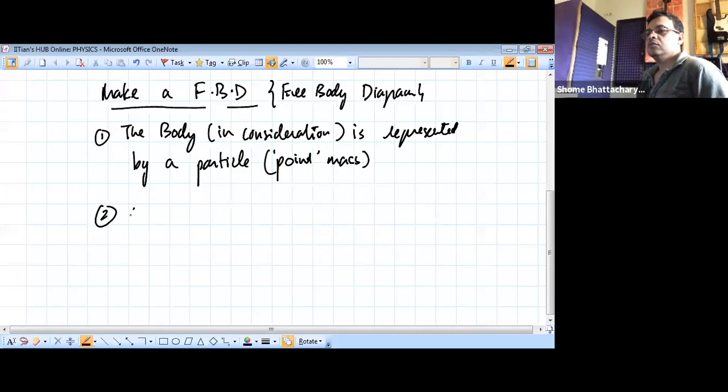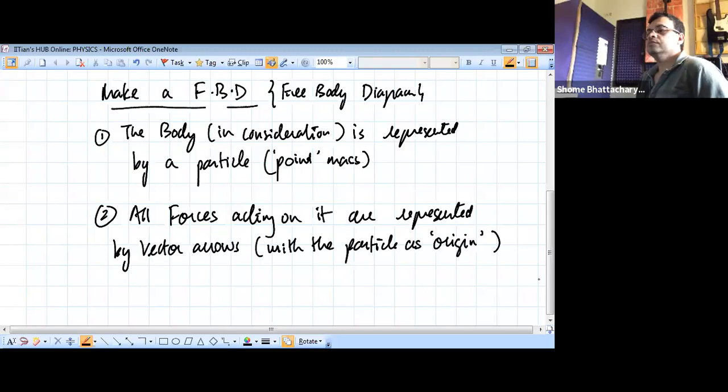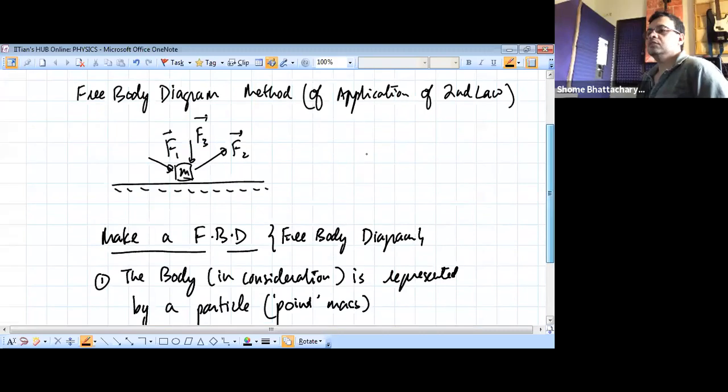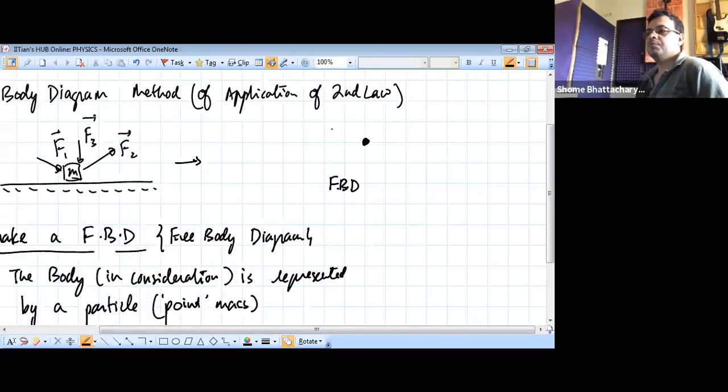Then secondly, all forces acting on it are represented by vector arrows, with the particle as the origin. So for example, for this situation over here, in the free body diagram that we'll make, we'll represent that mass by a particle, or the mass of that body, or that body will be represented by a point mass like this M.